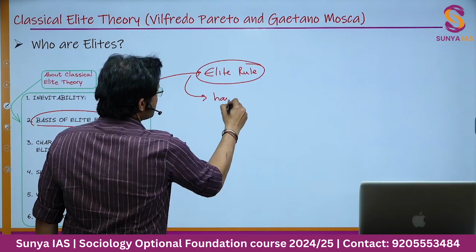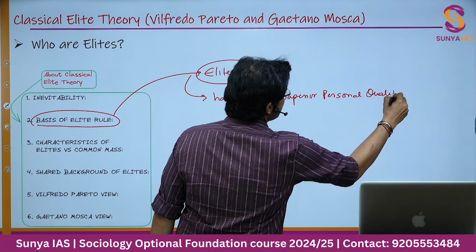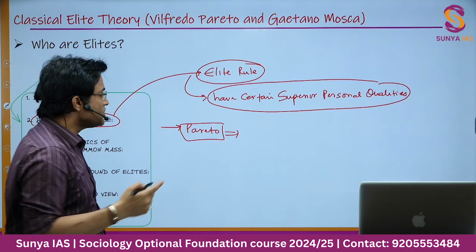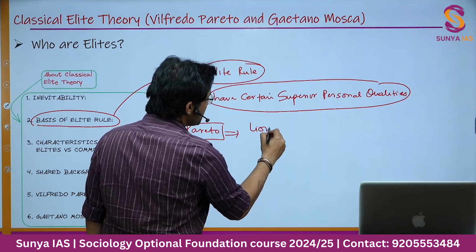Certain superior personal qualities. Just like, if I have to give an example, Pareto says, and he talks about circulation of elites, which I'll be talking about in the coming few minutes. So Pareto basically talks about circulation of elites, and he gave two terminologies, lions and foxes.